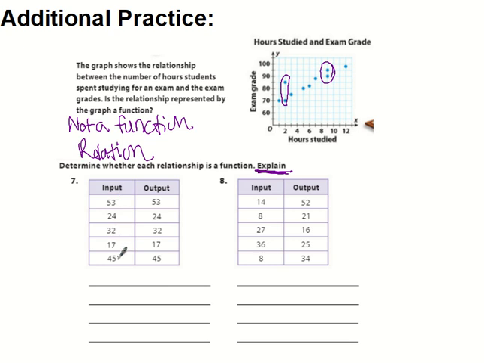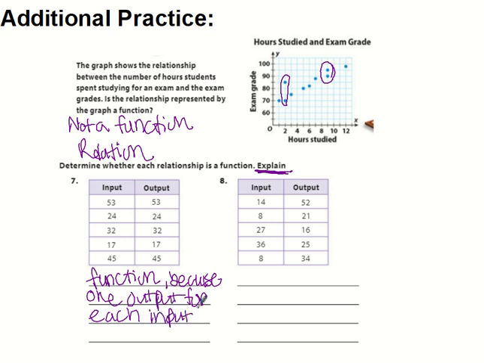All right, so this one you should have said that it is a function, because there's only one output for each input. So there's only one of these for each of these. These don't repeat. That's another way you could say it. These do not repeat. All right, I'm actually going to leave number 8 blank, and we'll go over it in class and see how you did. We'll talk about what you guys did for explaining as well.